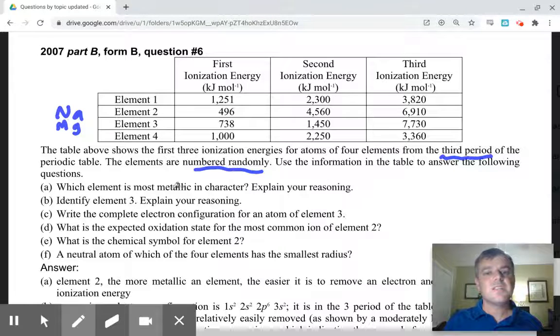But when it's asking which element is most metallic in character, well, metals lose electrons.